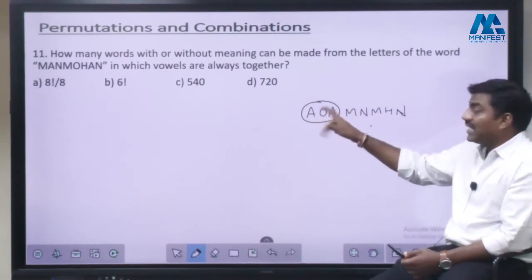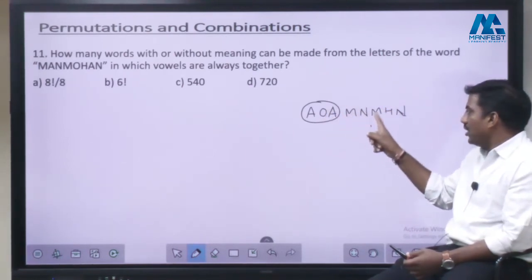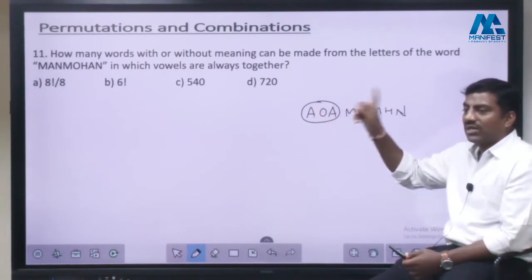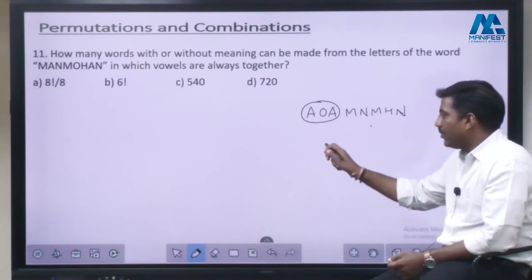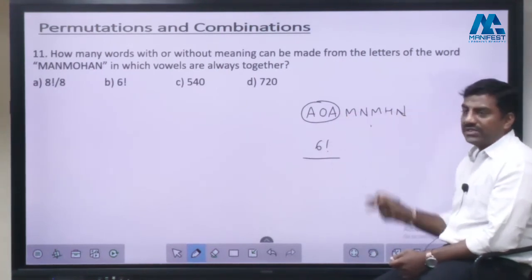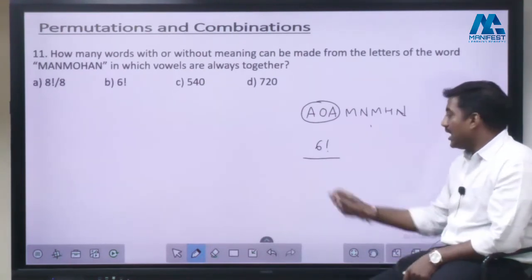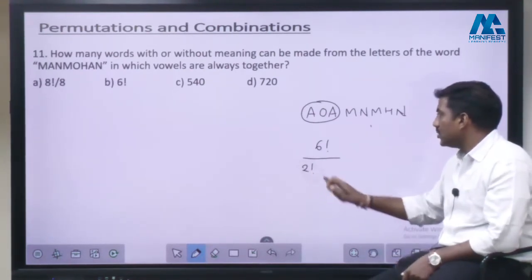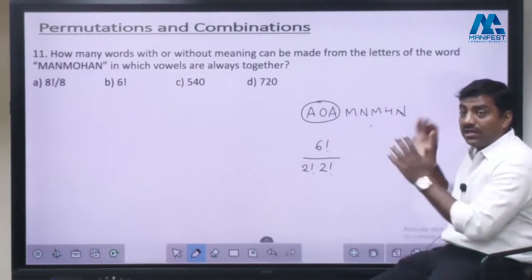Okay. Treat this as one unit. This is unit number 1, 2, 3, 4, 5. You treat this as one letter now. So totally how many letters, or how many units, are there now? 6 units. In these 6 units, how many repetitions are there? Don't think of AOA, okay? AOA is 1 unit. M for 2 times. Then N for 2 times.